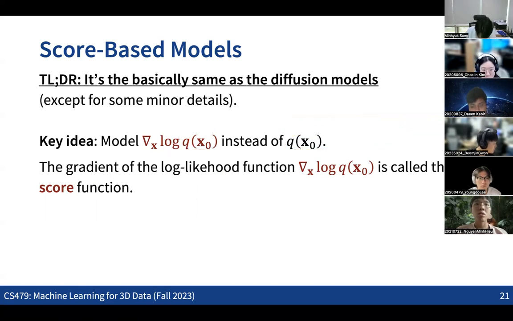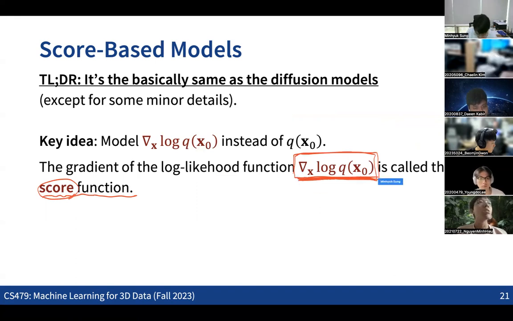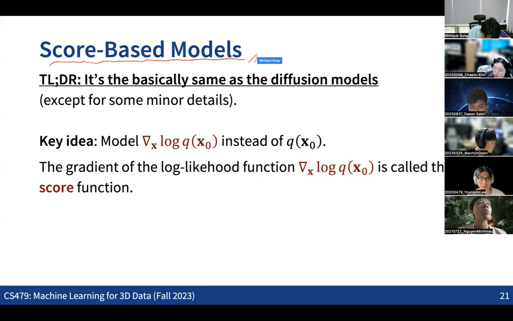Also, one thing that we need to know is that this gradient of the log likelihood is typically called the score function. This score is not the score that you usually think of; here it means the gradient of the log likelihood. That's why we say this is a score-based model. So if we have this score information, how can we sample from the original data distribution? That's what we are going to do.